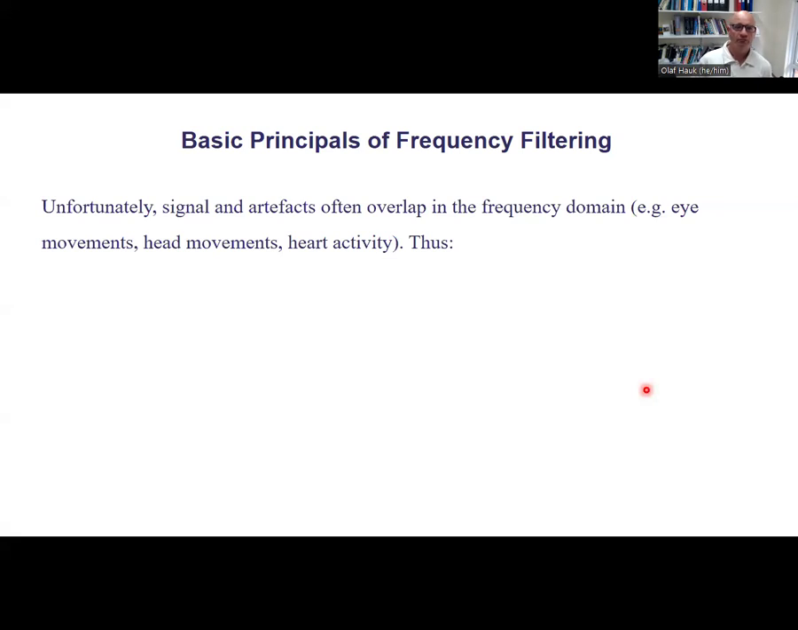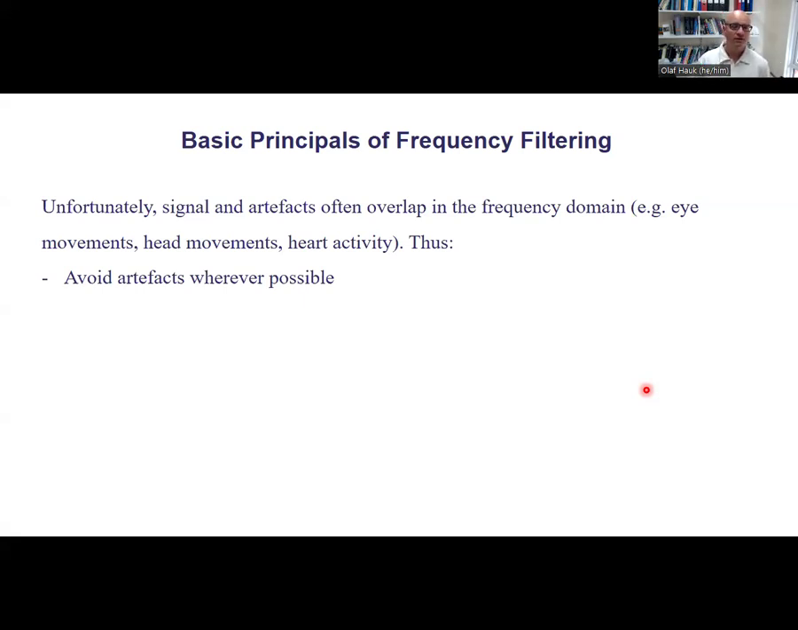And unfortunately, signal and artifacts often overlap in the frequency domain. Frequency filtering, also temporal filtering, cannot remove all of the unwanted signals. It can only help a little bit. So just be careful with what kind of artifacts you are dealing with, because certain types of movements or heart activity or eye blinks cannot be removed in this way, or they could in principle, but then you would also remove a lot of brain activity.